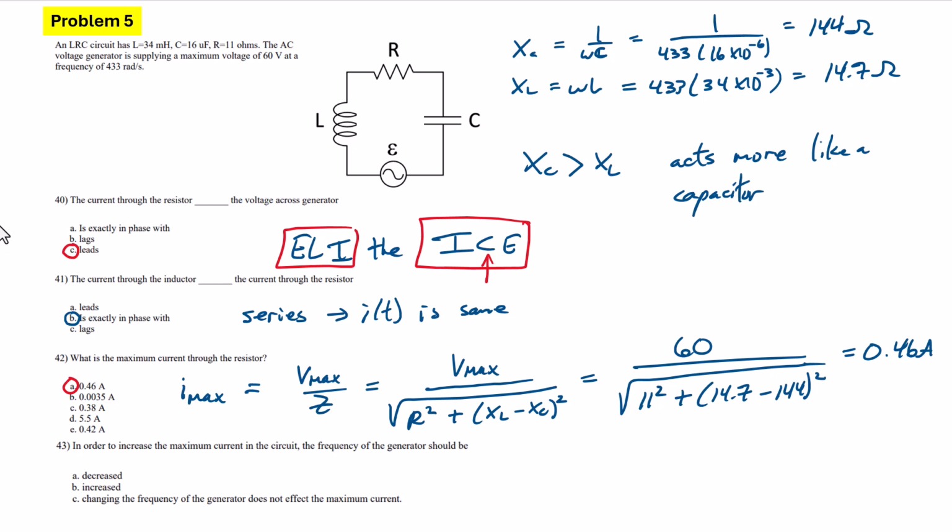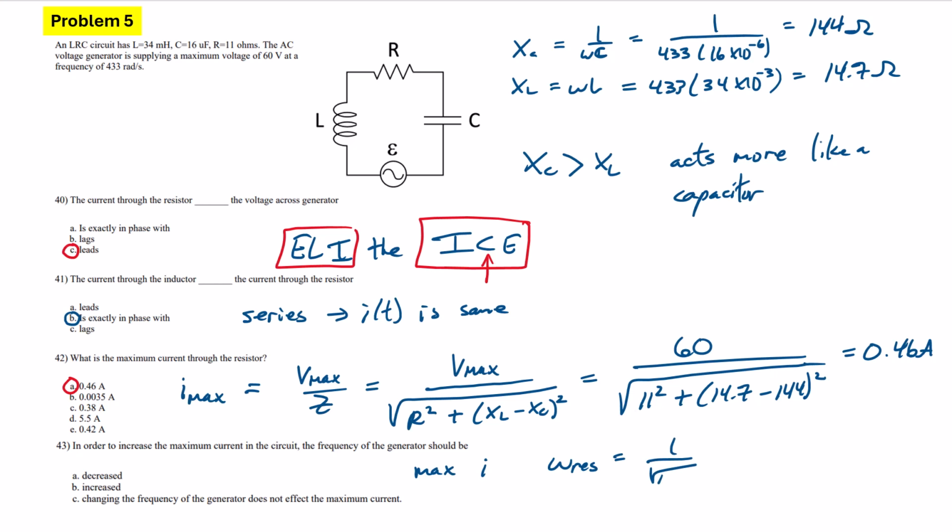All right, next question here says, in order to increase the maximum current in the circuit, the frequency of the generator should do what? Well, remember, when do you get the maximum amount of current? It is when you make the impedance as small as possible. So we get that whenever we're operating at the resonant frequency. So what would be the resonant frequency of the circuit?